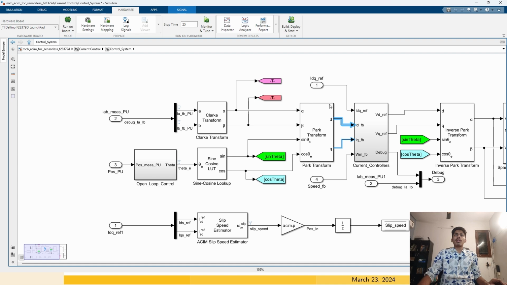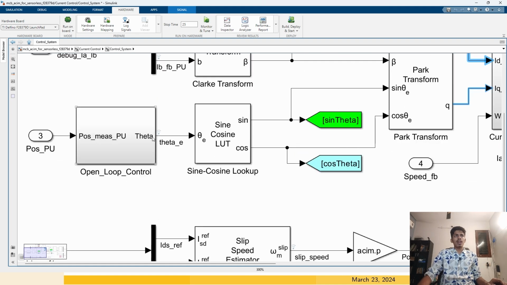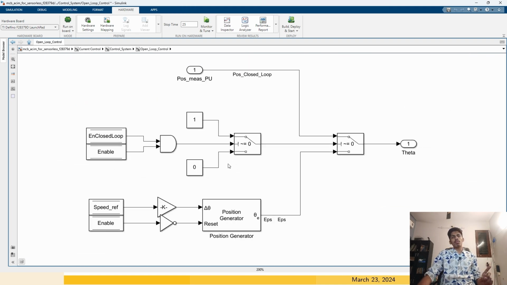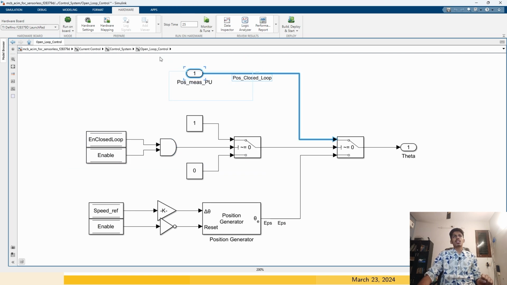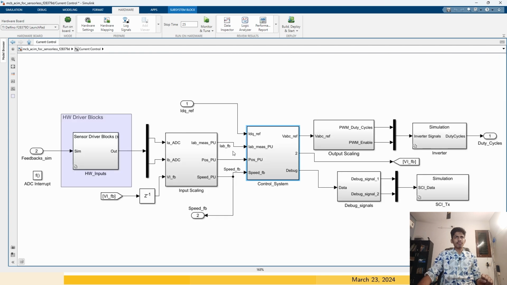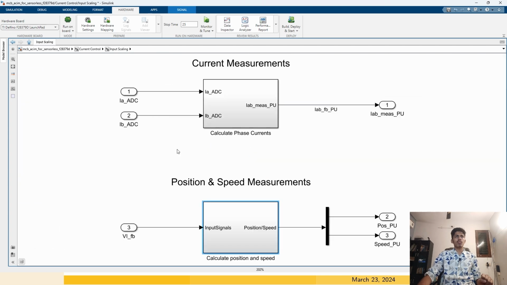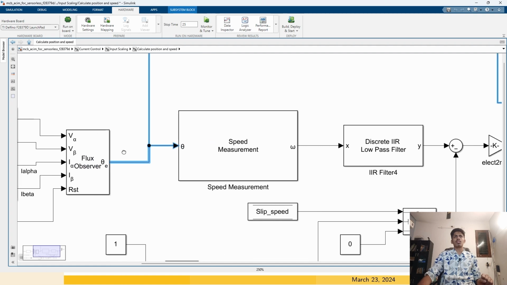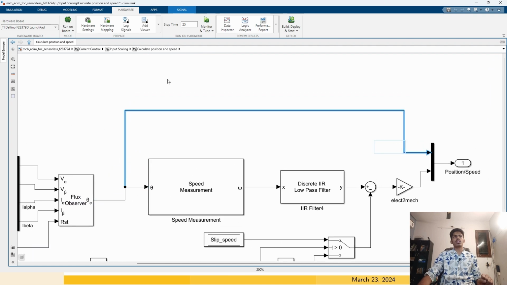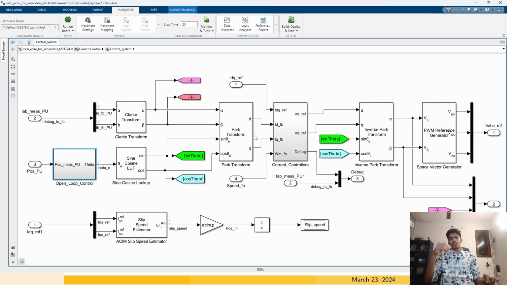This Park transform requires a very crucial variable, theta. In open loop mode, it uses the speed reference for an approximate estimation of theta. In closed loop mode, it uses the flux observer position. So in closed loop, theta is coming from here, the position in per unit, which in turn is coming from the flux observer. You can see it is going into the position. In closed loop mode, we use the estimated flux observer position. In open loop mode, we approximately use the speed reference to generate theta.